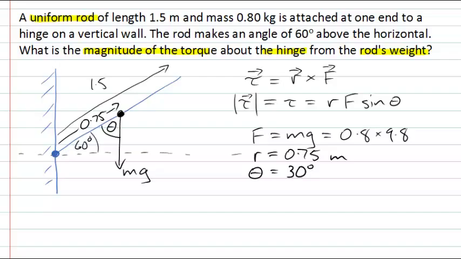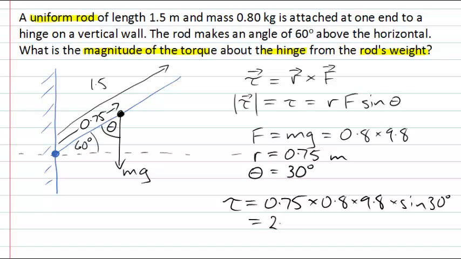And now from our diagram and our reading of the question, we have all of the information we need to actually do the calculation. The magnitude of our torque, tau, will be the radius magnitude, 0.75, times the force magnitude, which is the weight, 0.8 times 9.8, times the sine of the angle between, in this case, sine of 30 degrees. And when we do that calculation, we get a number of 2.9 newton meters.